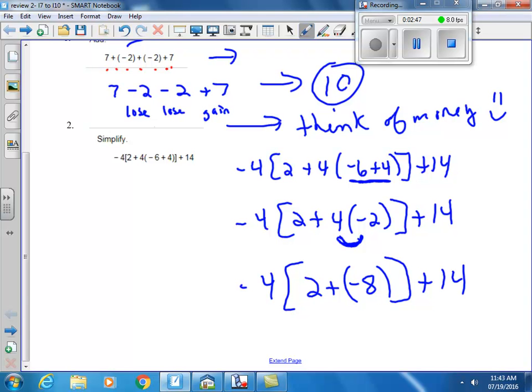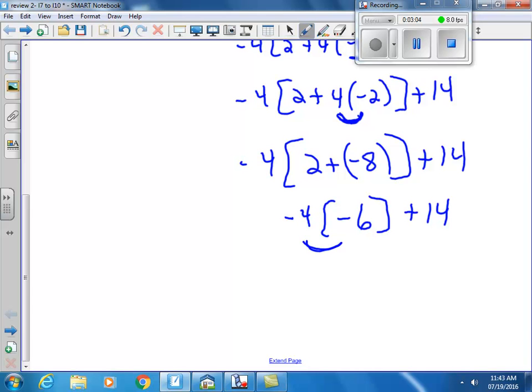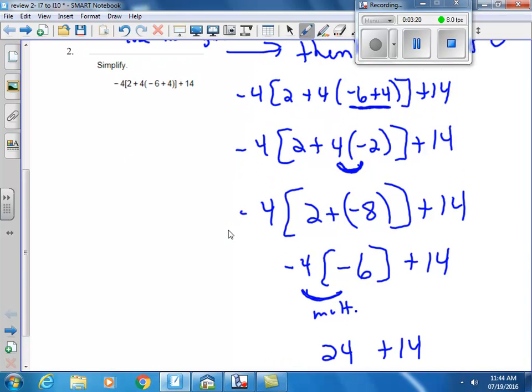Now 2 plus -8 means the same thing as 2 minus 8. So it's 2 and then you lose 8. Well, then you're in the hole. Think of money, right? Then you're in the hole 6. Now we're at the tail end of the problem. These two are connected by multiplication. So -4 times -6 makes positive 24 plus 14. So voila, we're arriving at 38. Really just getting that habit of writing out step by step for your order of ops.